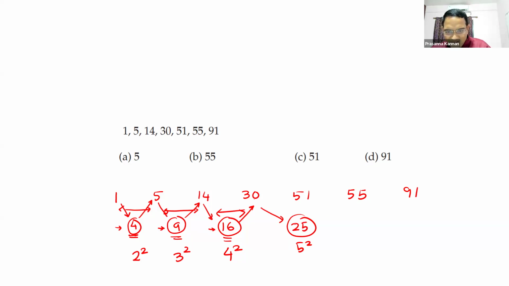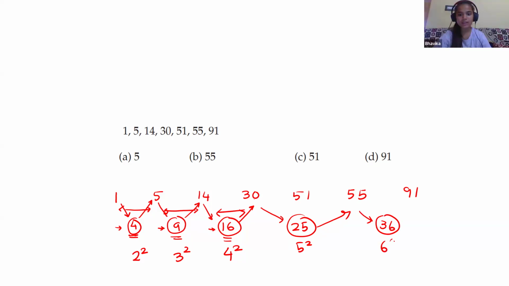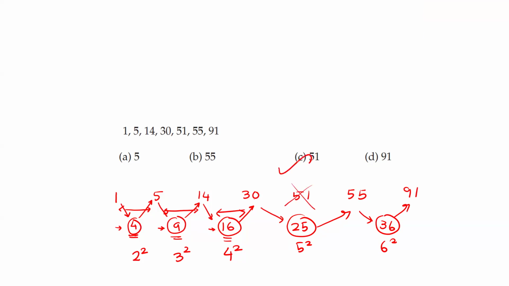So if you add 30 plus 25, what do you get? 55. Then what should you add? We have to add 36. If you add 36, what do you get? 91. So which is the one which is not fitting in the data? 51. Did you understand? Yes, sir. Okay, very good.